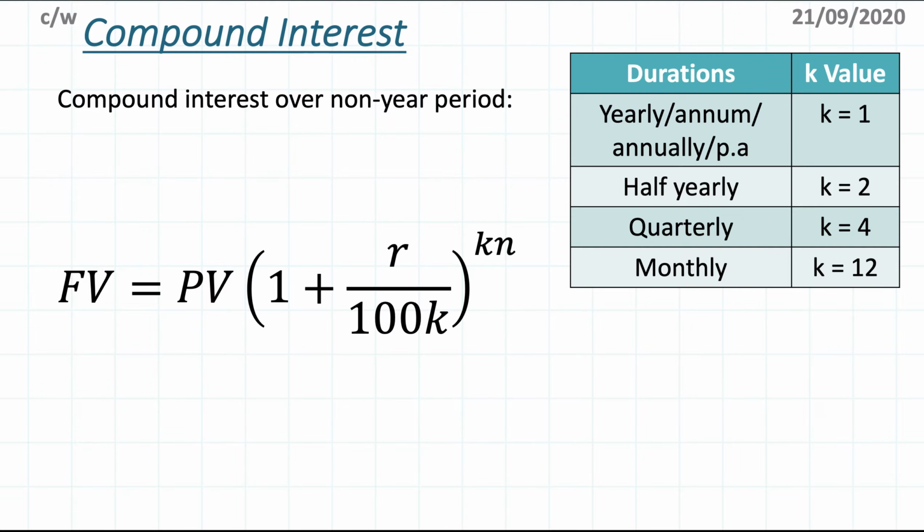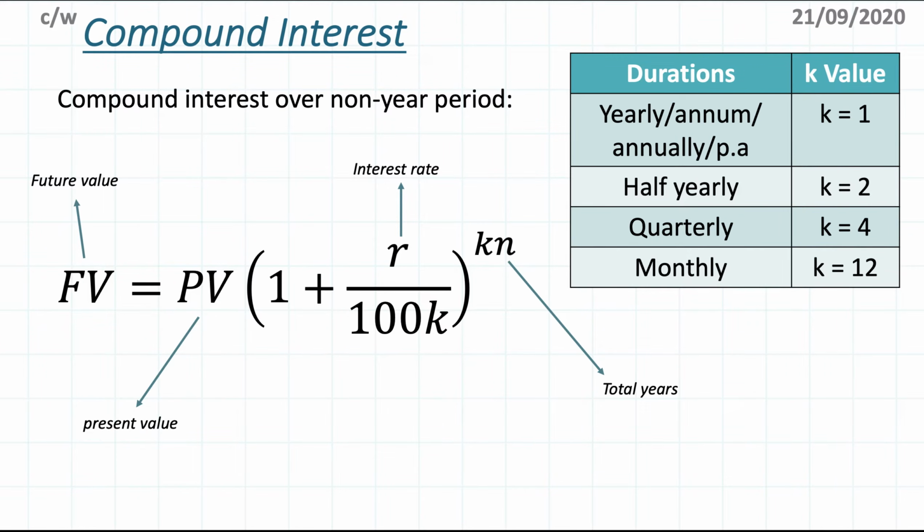So I'm going to explain the different types, the different wording. So we already have the future value here. We have the present value. The R is the interest rate. Everything's the same. The N is the total years. Now what's different here is K. Now K tells you how many times within a year you are calculating this compound interest. So this is one thing that's different.